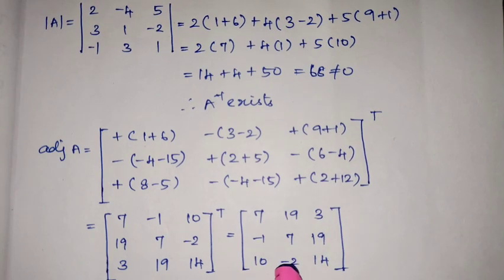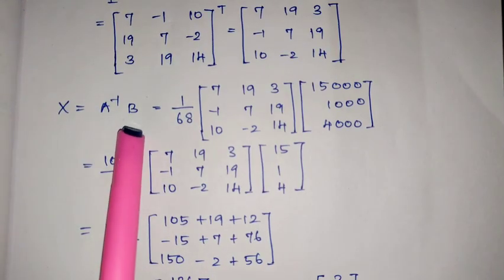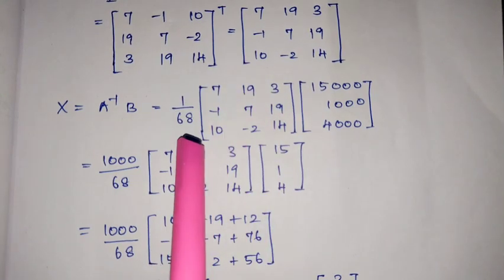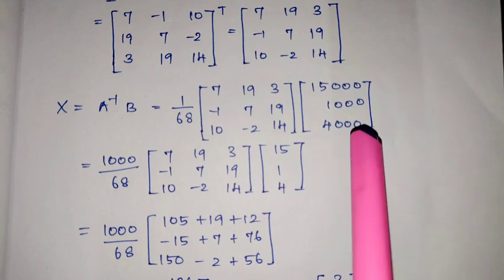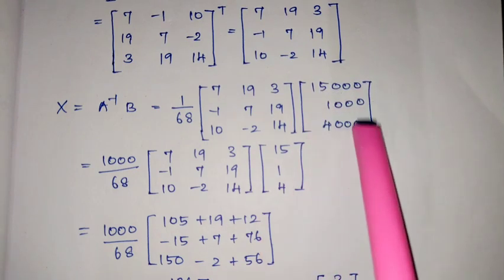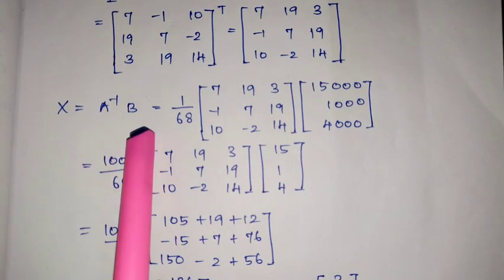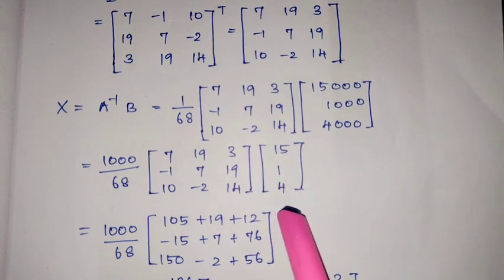So now we have to find the x value. So X is equal to A inverse into B. So A inverse is 1 by determinant A into adjoint A. So 1 by 68 into adjoint of A into B matrix. Now before multiplying, I can take the common element outside. So from this matrix I can take 1000 outside and put it in the numerator. So 1000 by 68 and this becomes 15, 1 and 4. Now you can find the product.